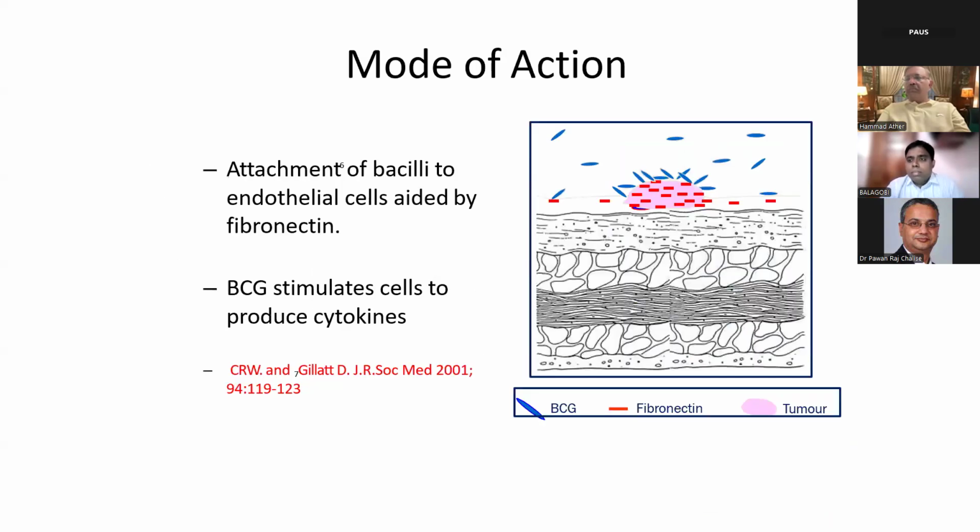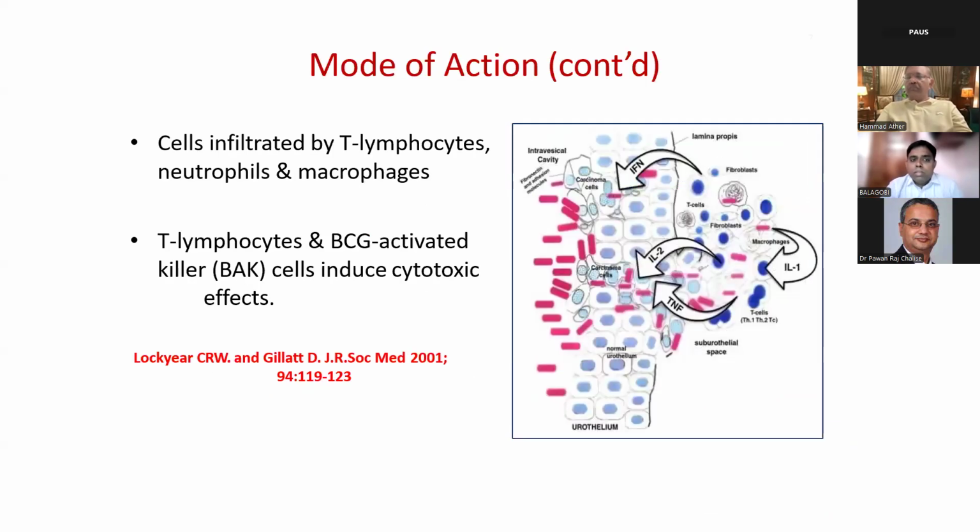Now how does this BCG act? It binds both normal and malignant urothelial cells via the fibronectin receptor, and this stimulates the cell-mediated immune response: T cells, macrophages, and neutrophils. They release interferons, tumor necrosis factor, and interleukins, which kill the cancer cells and also reduce the proliferation of the cancer cells.